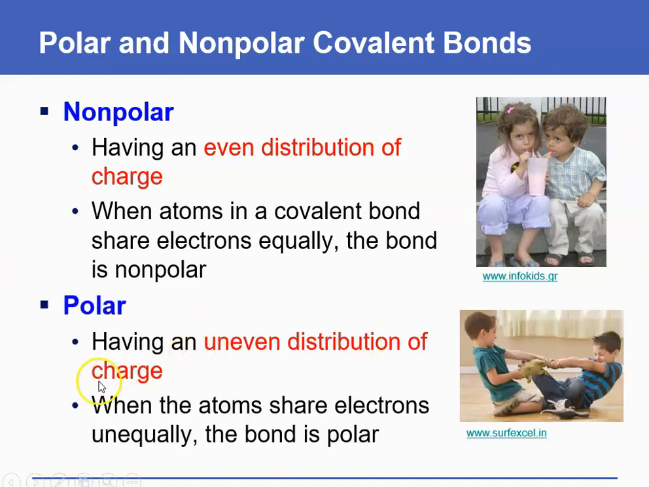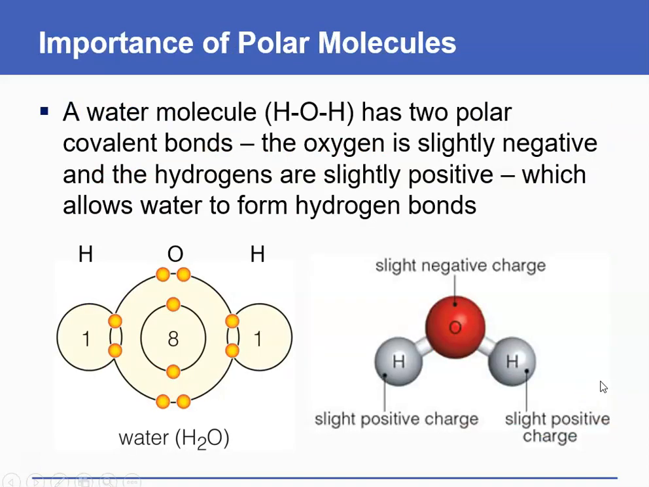Polar is that uneven distribution of charge. That's when one atom is pulling tighter on that electron, and instead of that toy being evenly split between the 2 of them, that electron spends more time by that stronger atom. So the most famous, or the most important for life's sake, polar molecule is water, where water is made up of 2 polar covalent bonds. That oxygen and hydrogen are bonded by what we call a polar covalent bond.